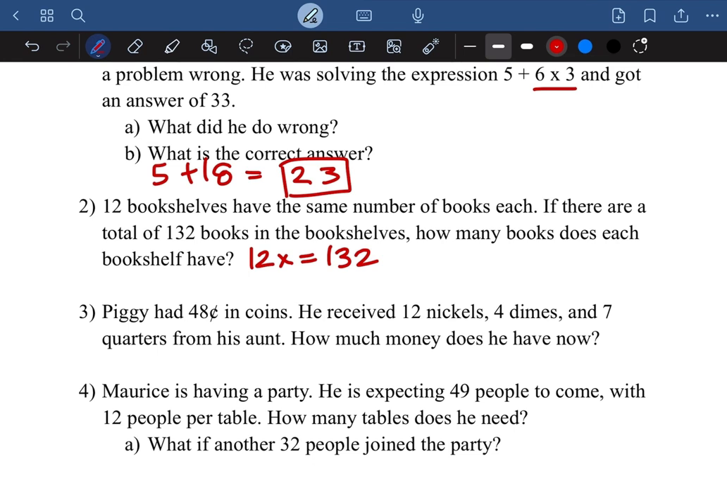So here we divide both sides by 12. The 12 cancels out, leaving x on its own. 132 divided by 12 is 11. So each bookshelf has 11 books.